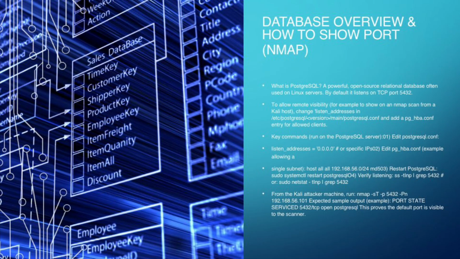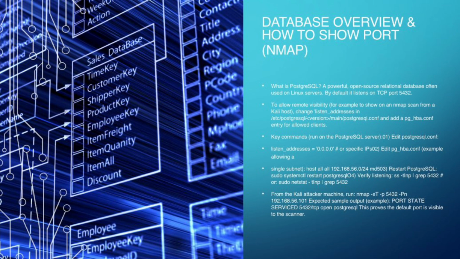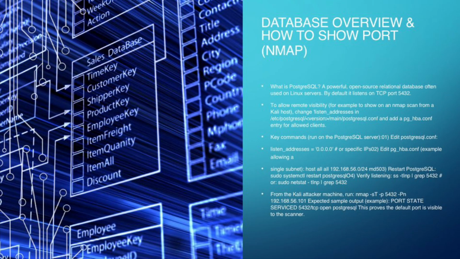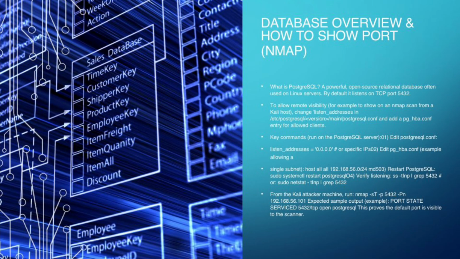After restarting PostgreSQL, I verified it was listening with the command ss -tlnp | grep 5432. Finally, on my Kali system, I ran an Nmap scan using nmap -sT -p5432 -Pn followed by the server IP address. The results showed 5432/tcp open postgresql, confirming that the database was active and reachable, a sign that the connection configuration was successful.